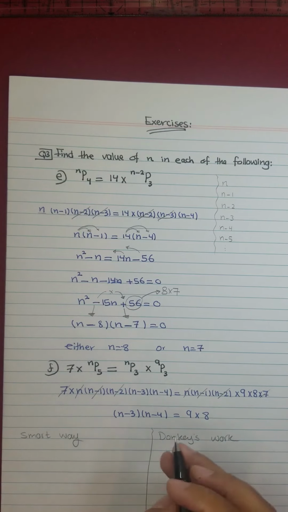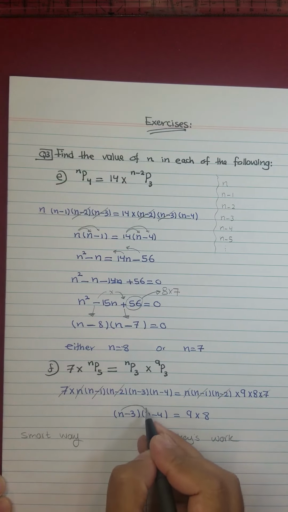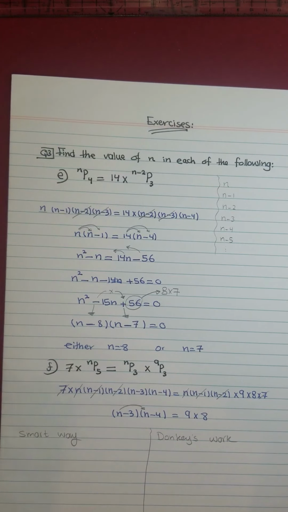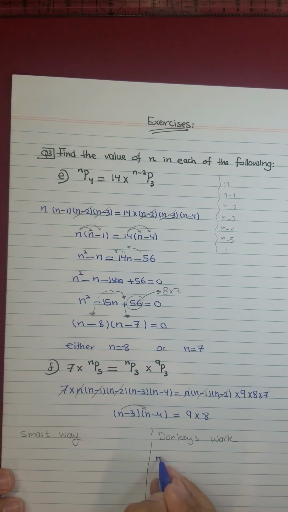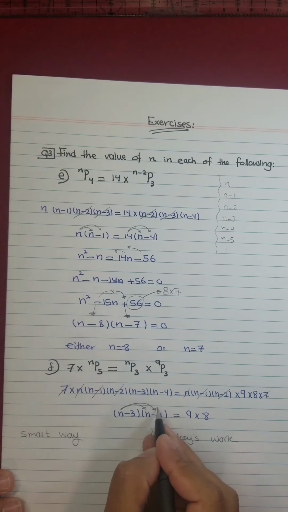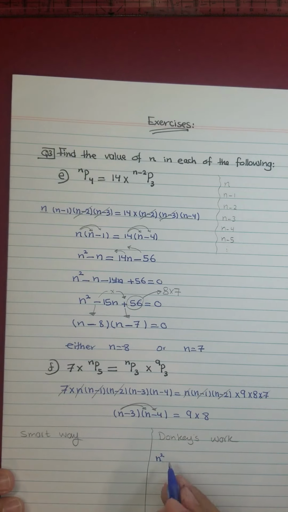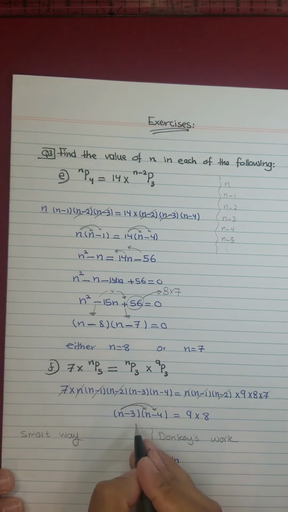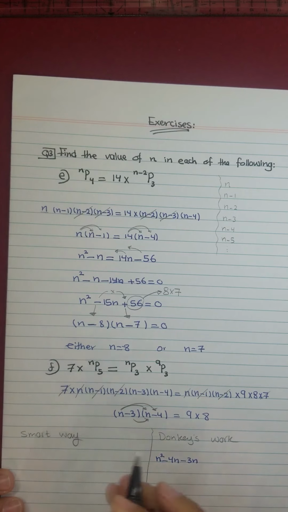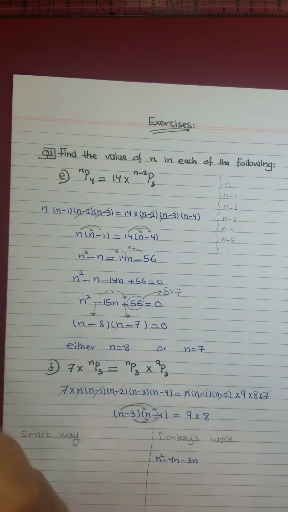So let's see what to do. We're going to open the brackets. So n times n, that's n squared. And n times negative 4, we're foiling them up. So minus 4n. And then negative 3 times n is minus 3n. And then minus 3 times minus 4 is positive 12.